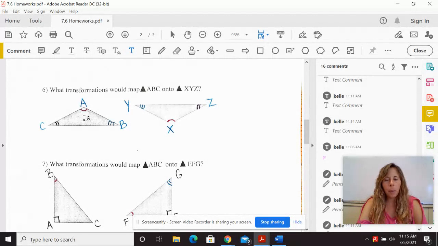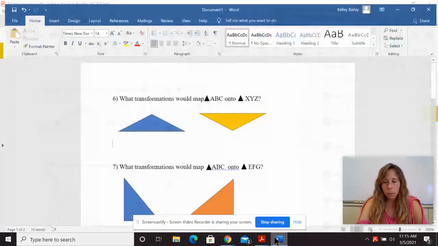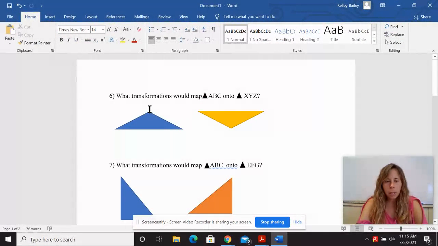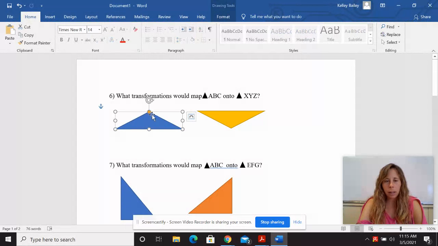I am rotating it 180 degrees, and then I'm going to translate it so it fits. Let me show you here. Okay, so we're going to watch this top point, which is point A. I can't label it because it won't stay on there. So watch the top point. That's A. I'm going to rotate it 180 degrees.